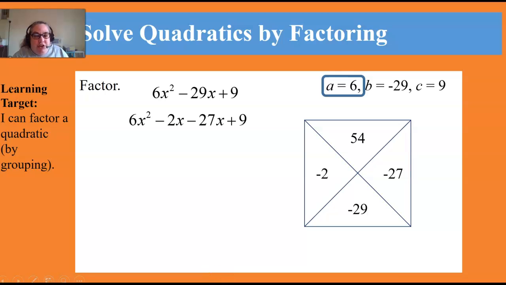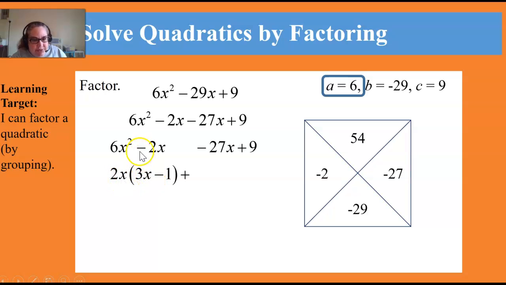But our purpose in factoring is to show two things being multiplied together. As we've done in earlier lessons, I am going to focus on 2 terms at a time. What is the greatest common factor of 6x squared and negative 2x? That would be 2x. When you factor out the 2x, you get 3x minus 1. 2x times 3x is 6x squared. 2x times negative 1 is negative 2x.